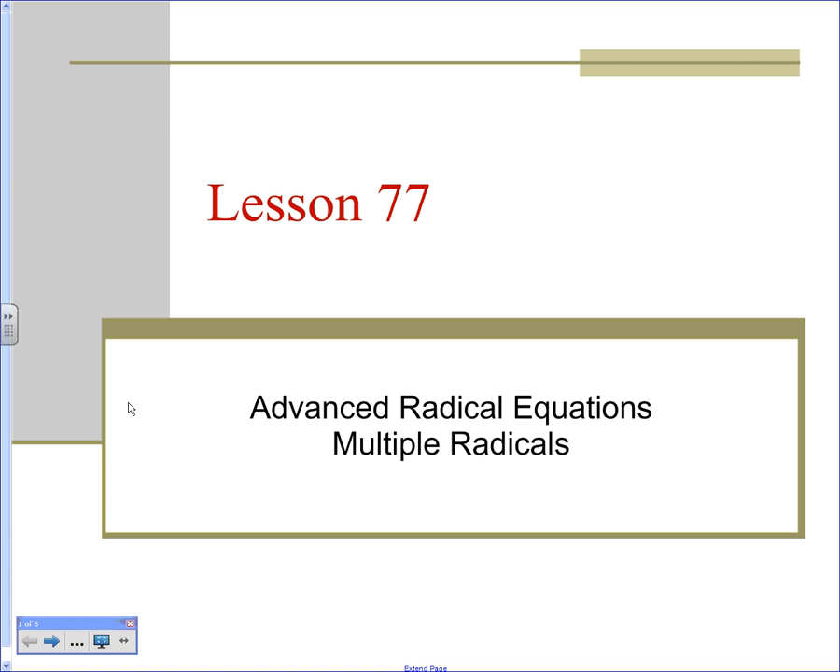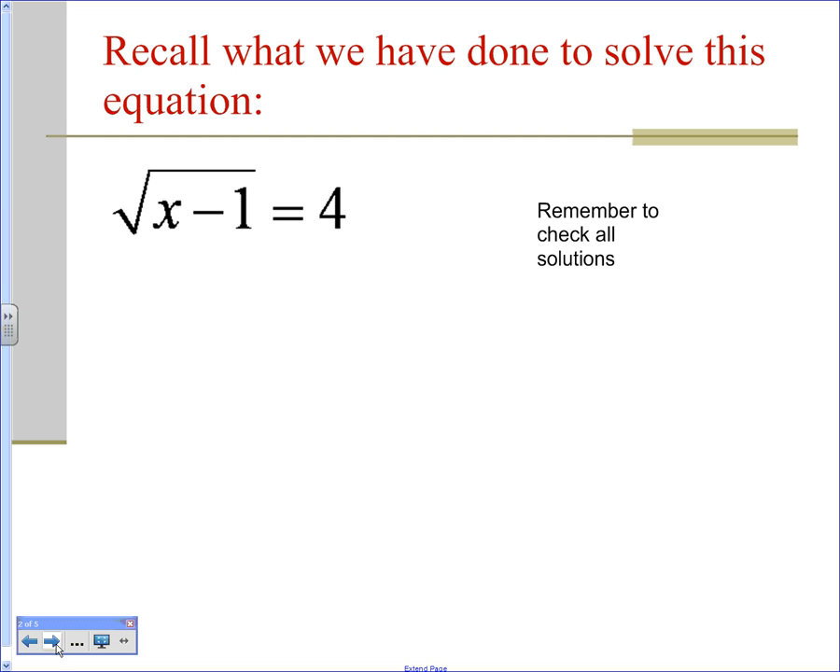Huh? More radicals. Two different things, yeah. Does it look familiar? Okay, see if you can get it.